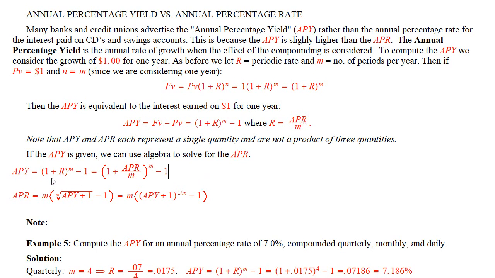So that is this formula right here, which you can write like this if you want to substitute for your R, APR divided by M. And then if you take this formula and algebraically solve for APR, you'll get this one. So if you're given APR, you can find APY, and if you're given APY, you can plug in and get APR. And just a note here, if M equals 1, if you've just got one period, there is no compounding. APR and APY will be the same thing.